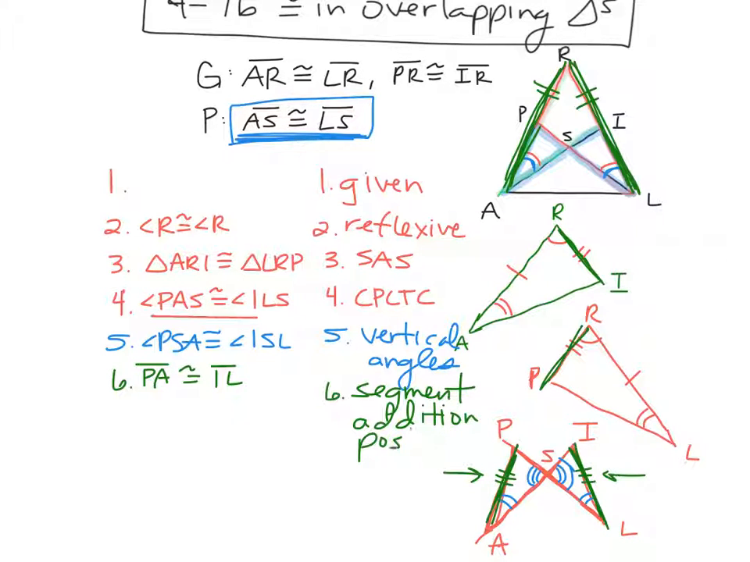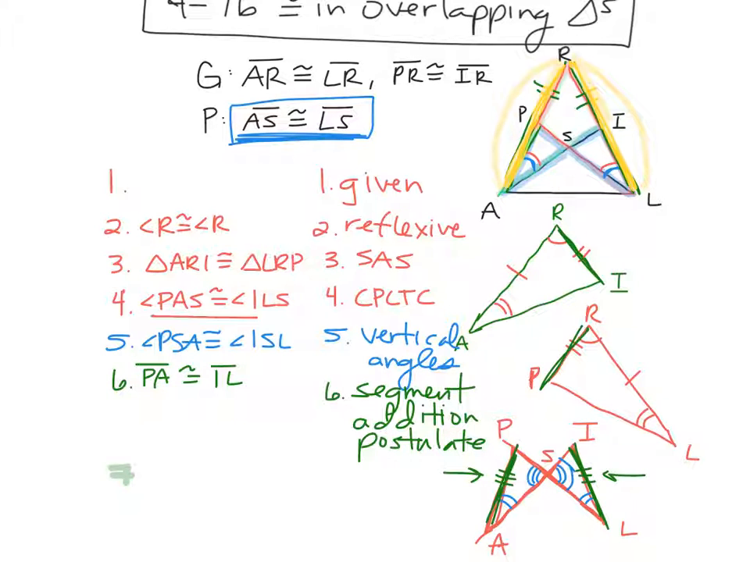So basically what we're saying is, let me highlight here so you can see the parts that I'm talking about. This part here, PA, is what we're trying to prove congruent to IL, right? Well, because we knew that RA is congruent to RL and RP is congruent to RI, those parts added together have to add up to the same thing. Does that make sense? That one's a tough one to see.